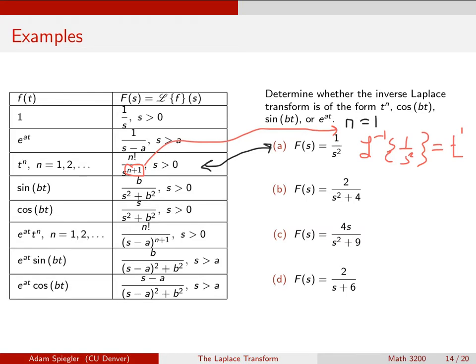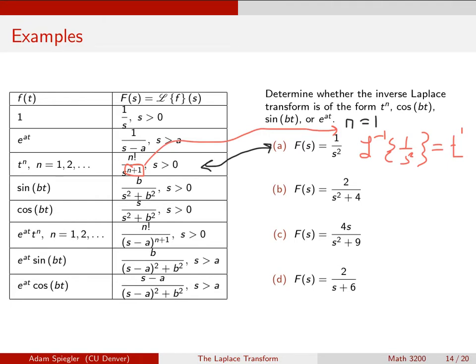And one of the first examples that we did was calculate the Laplace transform of t, and we got 1 over s squared. So now all we're saying is the inverse Laplace transform of 1 over s squared is t, since the Laplace transform of t is 1 over s squared.